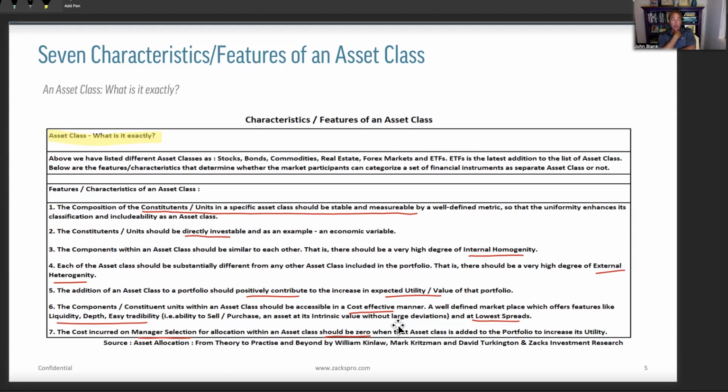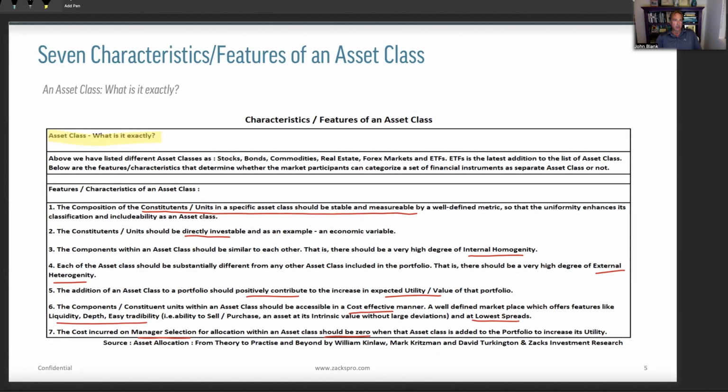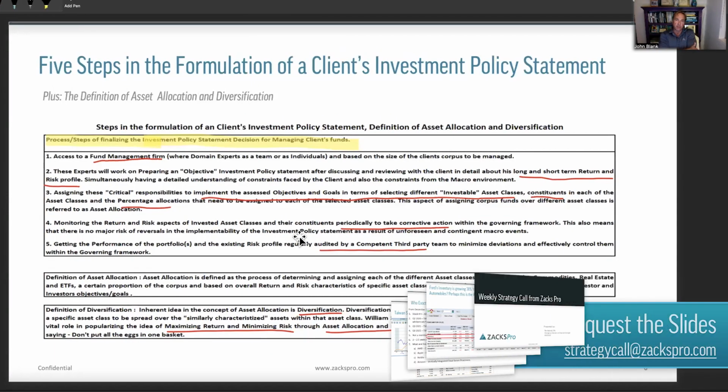Spreads down, liquidity high, depth good, tradability easy, external homogeneity among cross asset classes, internal homogeneity within them, make it investable and make these units of investment stable and measurable. So that's what we're looking at. That's how we create from these asset classes using these characteristics. And now let's jump into the 5 steps in the formulation of a client's investment policy statement.